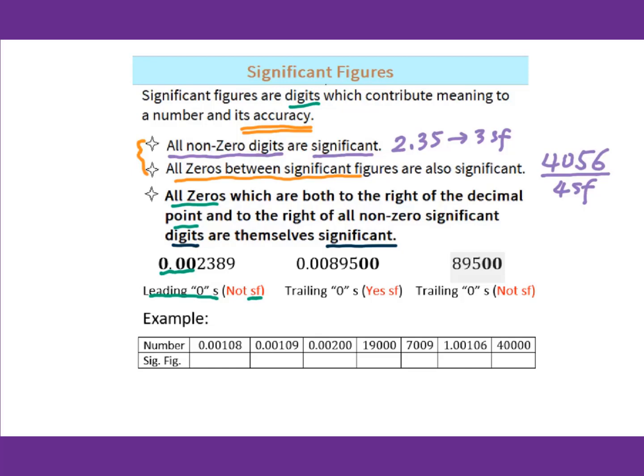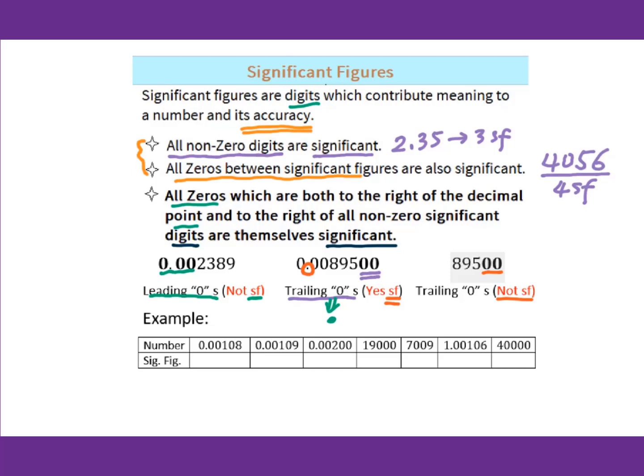Then we call zeros at the end of a number trailing zeros. If we have a decimal point, then these trailing zeros are significant figures. For these two trailing zeros, since we don't have a decimal point, they are not significant figures. In other words, whether trailing zeros are significant figures or not depends on the decimal point.